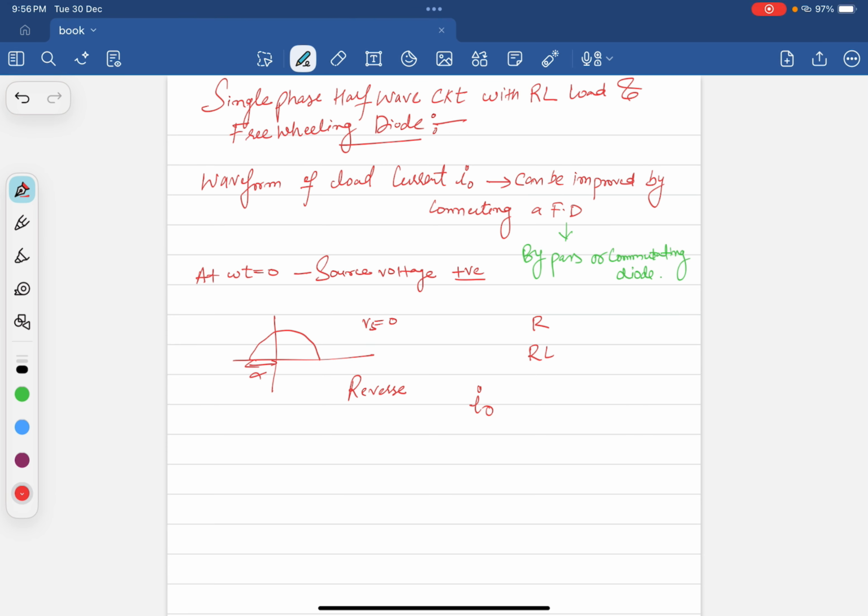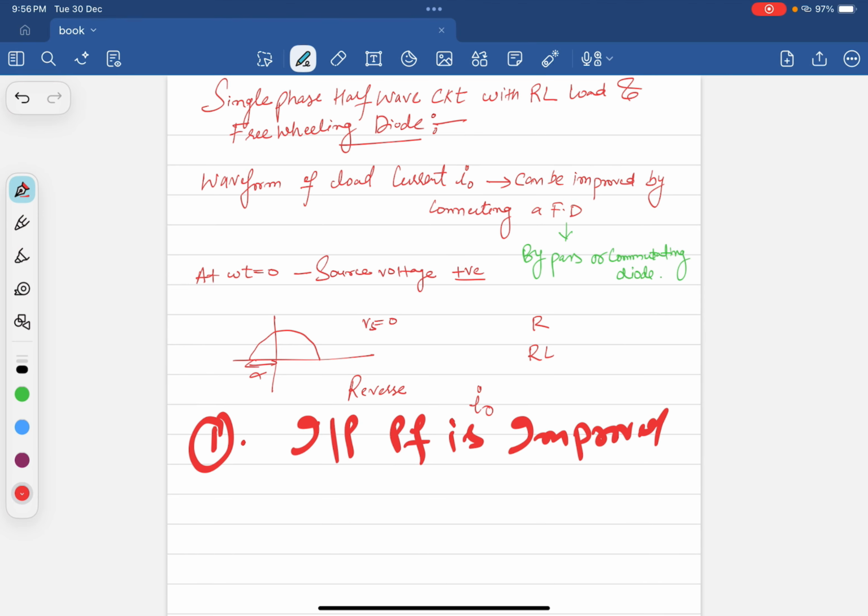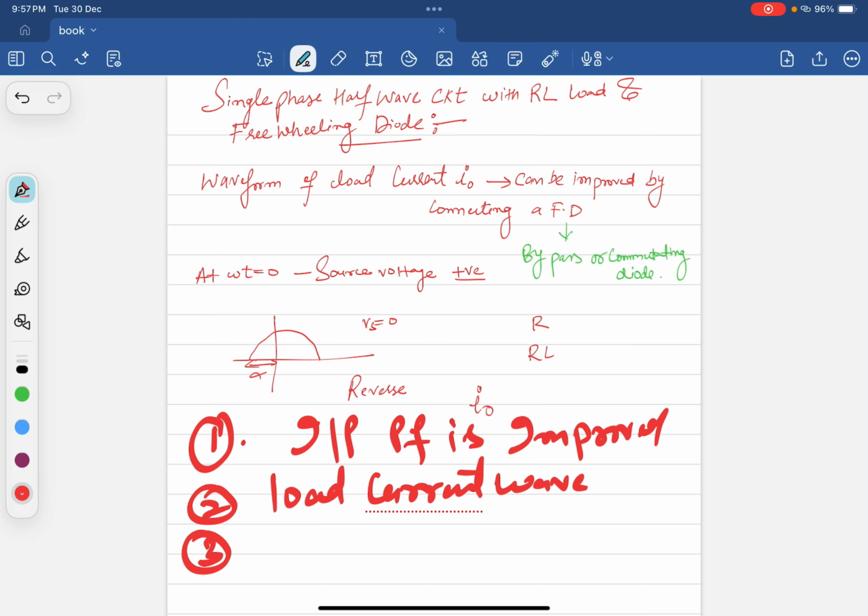Why have we done this and what improvements have we got? By the use of the freewheeling diode, the first advantage we observe is that the input power factor is improved. The second thing we observe is that the load current waveform is improved. The third point is that, as a result of this, load performance is better.